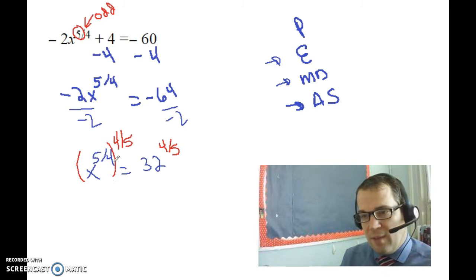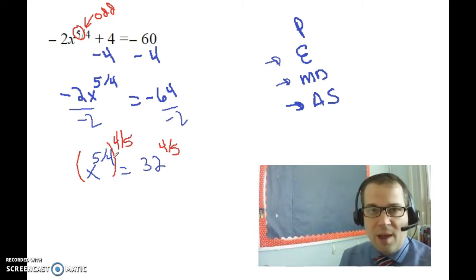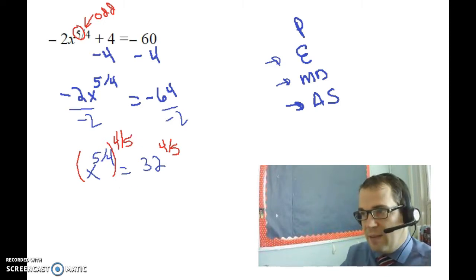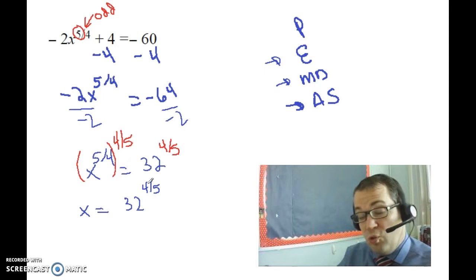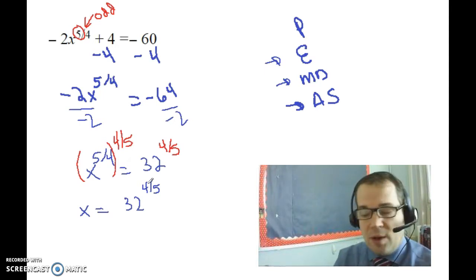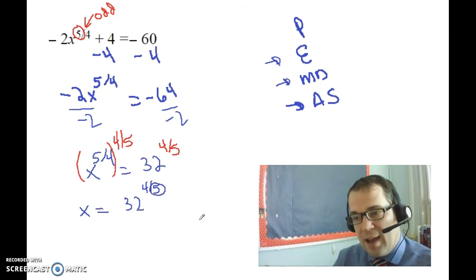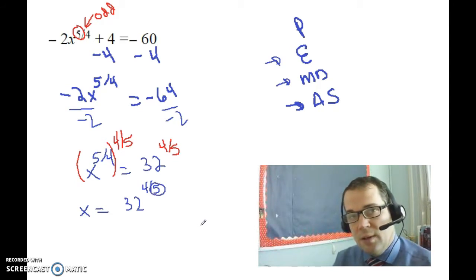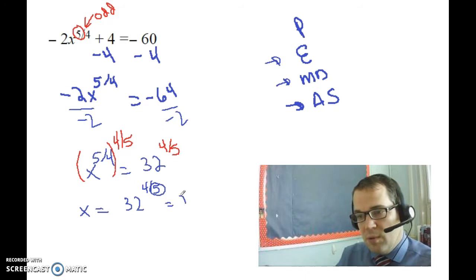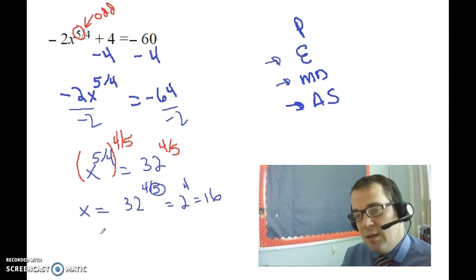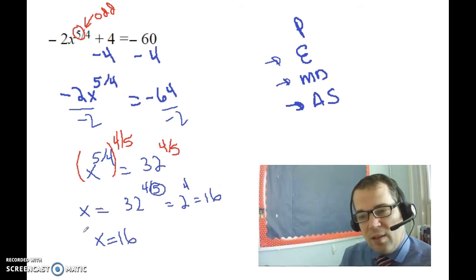So on the left side, the 5/4 and the 4/5 would multiply to make 1, effectively canceling out that power, giving me just x. And on the right side, I have 32 to the 4/5, which you can put into a calculator if you want to, or you can try to figure out what number multiplies by itself 5 times to give you 32. That number is 2. And then raise that 2 to the 4th power to get a final answer of 16. So it seems like the answer is very likely 16.